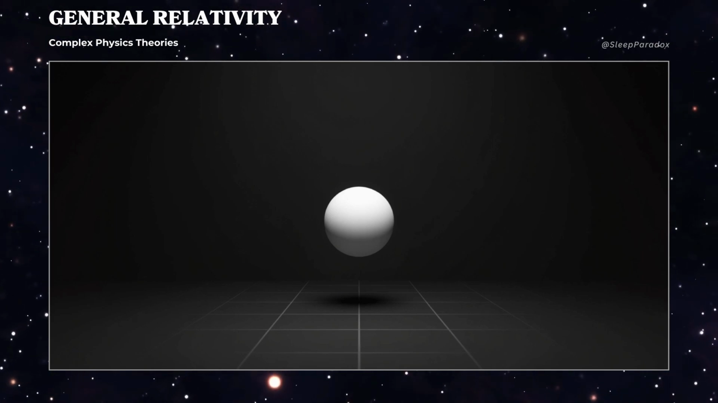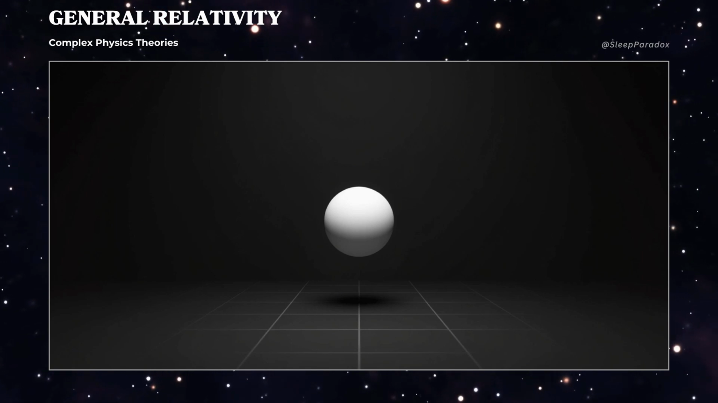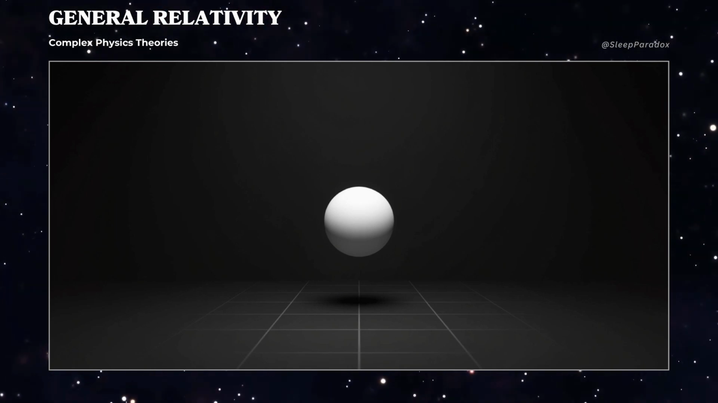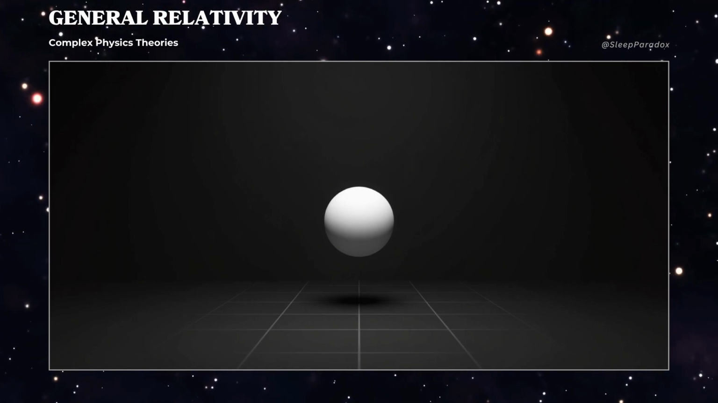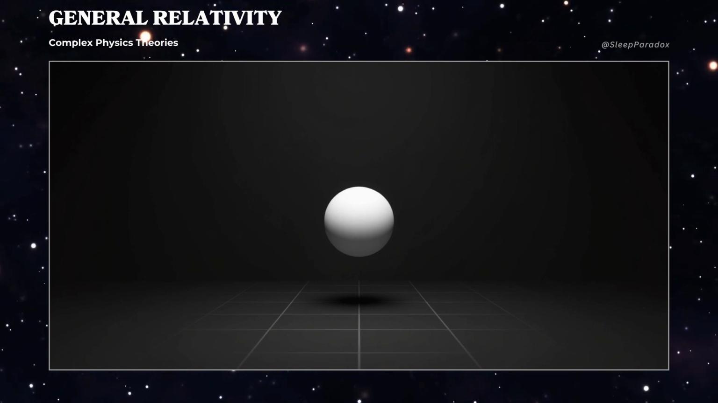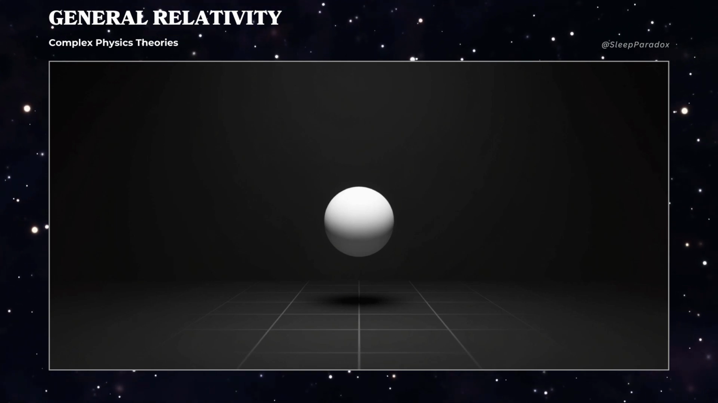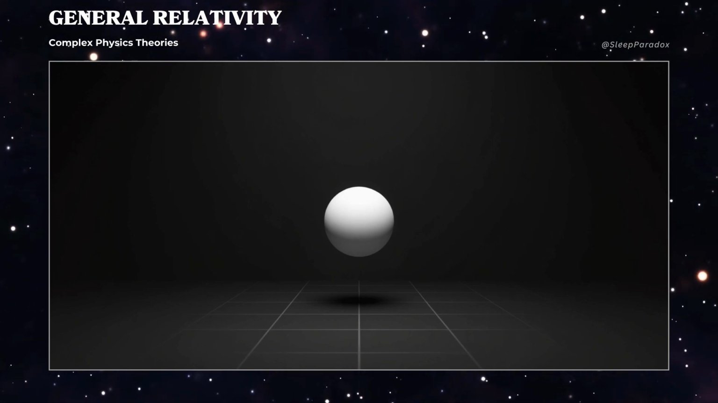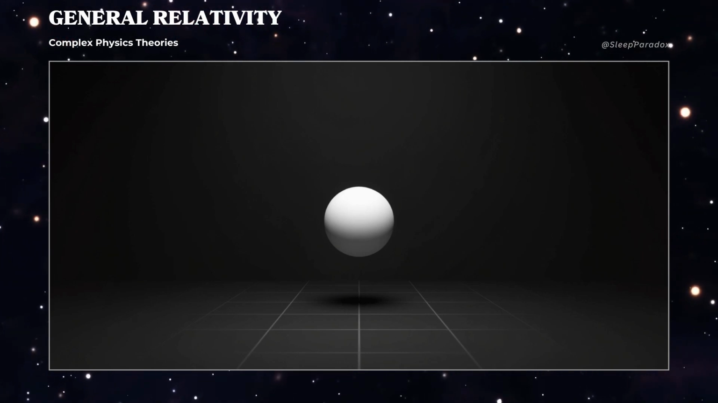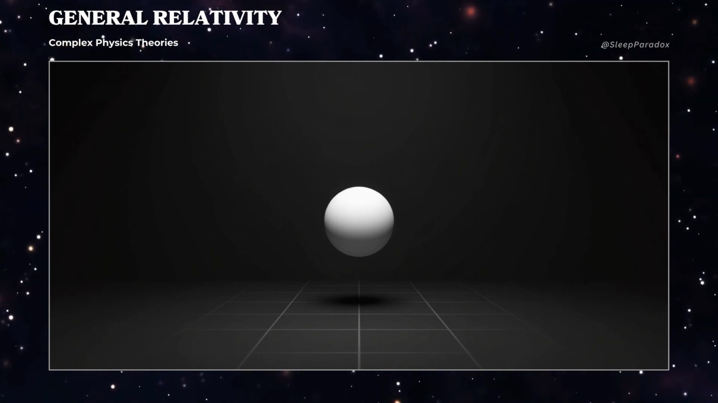In Newton's view, gravity is a force that acts at a distance. The Earth pulls on the Moon, and the Moon pulls back on the Earth. But Einstein realized that this description had problems, especially when combined with the constant speed of light and the principles of special relativity. It didn't explain how gravitational effects travel or how they interact with the geometry of space itself. So he proposed something radical.